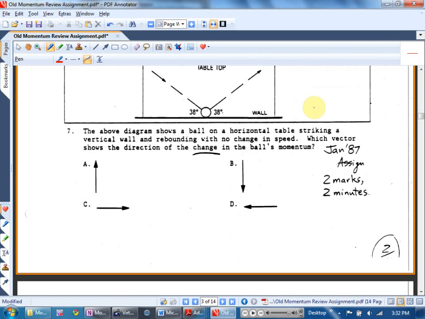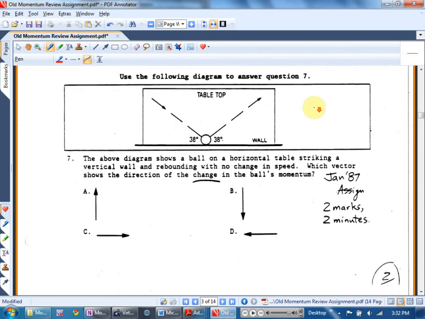Number 7. Which vector shows the direction of the change in momentum? What's change in anything? Okay, so the change in momentum is going to be final minus initial. Now, they haven't given me any numbers, but I definitely know the final looks like that.